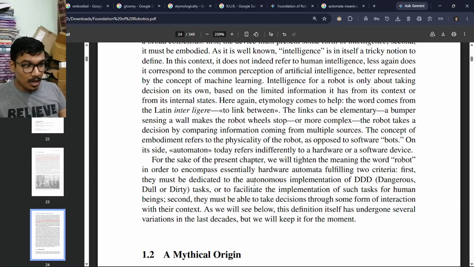Second, let's see, if you're about to defuse a bomb and a robot does that instead, it would be a dangerous thing to do, but safer for humans. They must be able to take decisions through some form of interaction with their context, as we will see below. The definition itself has undergone several variations in the last decade, but we will keep it for the moment.